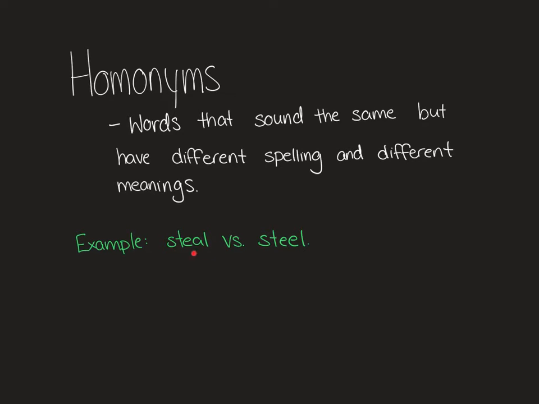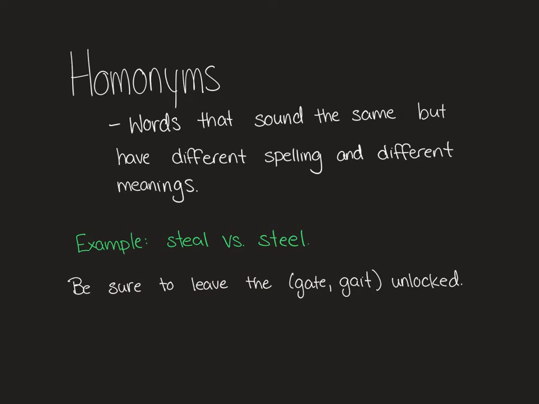Now, steal, spelled with E-A-L, is the verb or action to steal something or to take something that is not yours, whereas steel with two E's is the metal that is used that is quite strong. So if I were to say, do not steal that gum from me, I need to make sure that I am using the correct word, otherwise it will not make sense.